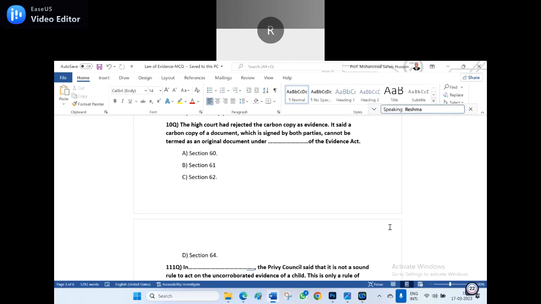Option is section 62. C, sir, 62. C is the right answer. A carbon copy, though it is signed by both the parties, cannot be deemed as the original document. Which one? Carbon copy.